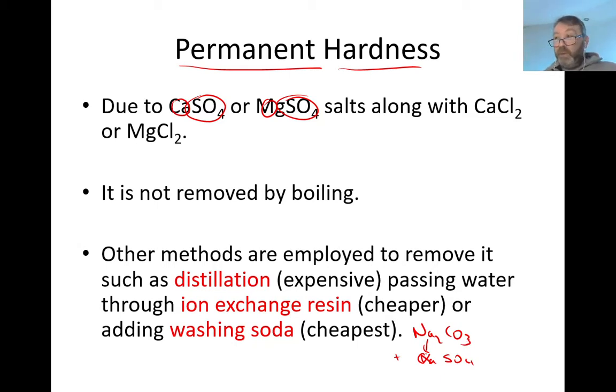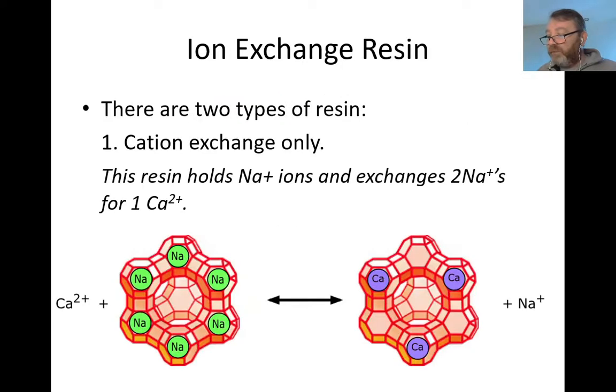So these are what we would call exchange mechanisms. Distillation isn't. Distillation is a removal mechanism. You basically boil off the water, you collect the water, and you leave the impurities behind. Okay? Whereas ion exchange and washing soda, they physically remove the calcium and the magnesium and they replace them with sodium. And that's what I want to look at now, the chemistry behind these two.